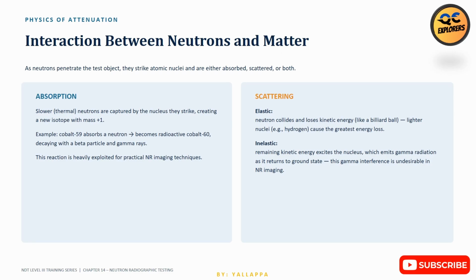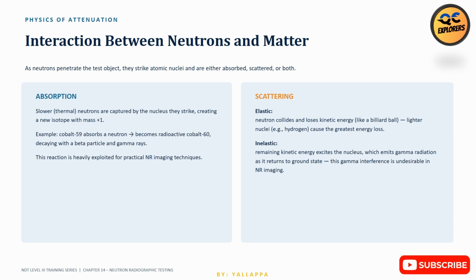For example, cobalt-59 can absorb a neutron and become cobalt-60, a well-known radioactive isotope that later emits beta particles and gamma radiation. This phenomenon is known as neutron activation. Earlier in the chapter, we mentioned that neutron radiography can activate certain materials. Now you understand why. This process also forms the basis of several neutron imaging and analytical techniques used in nuclear engineering. Now let's discuss the second mechanism, scattering.